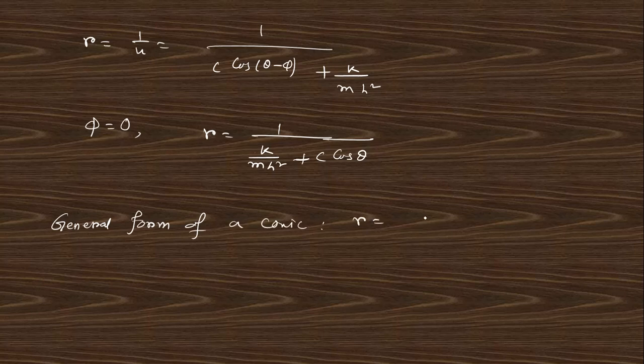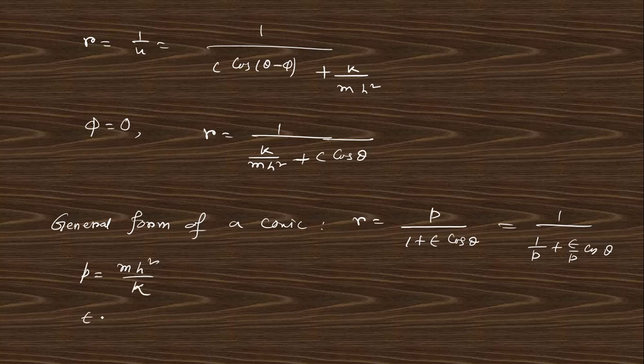Actually r will be p by 1 plus epsilon cos theta. So if you compare with this, you must divide by p, that is 1 by p, epsilon by p cos theta. If you compare, you can see that p is nothing but m h square by k, and epsilon equals C into p. Where p is called the semi-latus rectum, and epsilon is the eccentricity, right? Eccentricity. Clear?